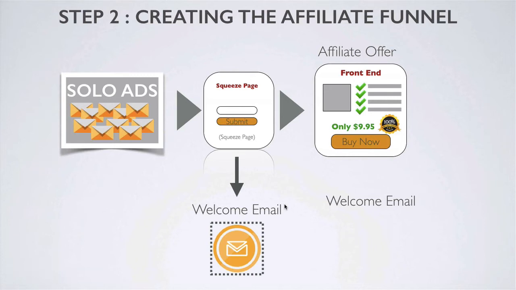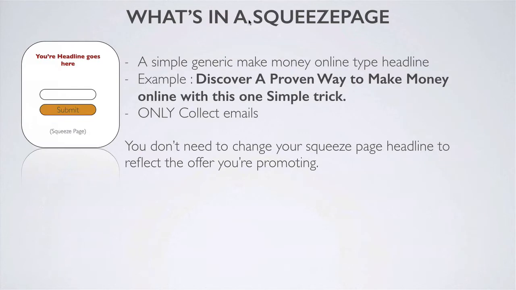And as for the squeeze page, guys, what you want to do is in the headline, you want to have a very generic headline. So what's in the squeeze page? Ideally you want to have a simple generic make money online type of headline. An example here is what I would write: discover a proven way to make money online with this one simple trick, and enter your email below to check that trick out. So the headline will go here, and the moment they land here, ideally you only want to have one single field. You don't want to collect names because it's going to reduce the conversion rate.